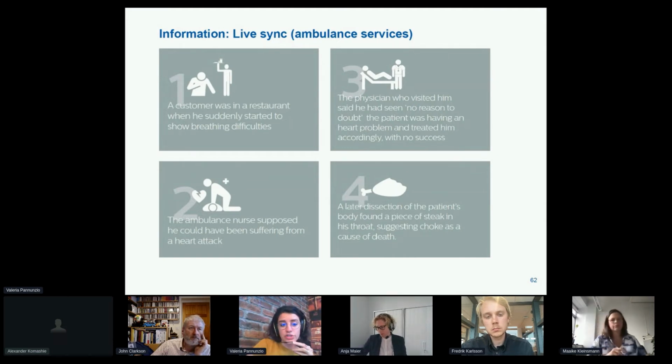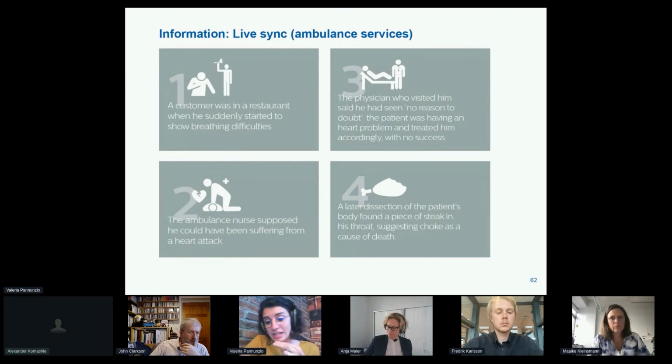This is the way in which the ambulance nurse described the case to the hospital when they arrived, and the physician who visited this patient agreed, thought that it could be the right diagnosis. And instead, it was later found that this patient had choked on a piece of food instead of having had a heart attack. And unfortunately, this misdiagnosis, which you could say was directly a consequence of a mistake in the flow of information, resulted in the death of this patient.